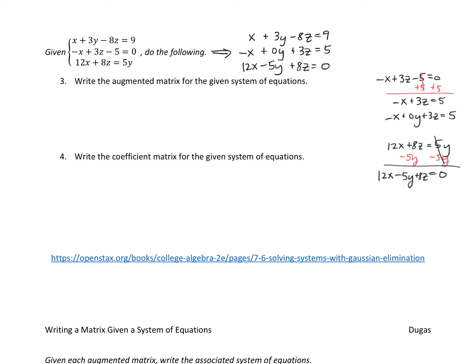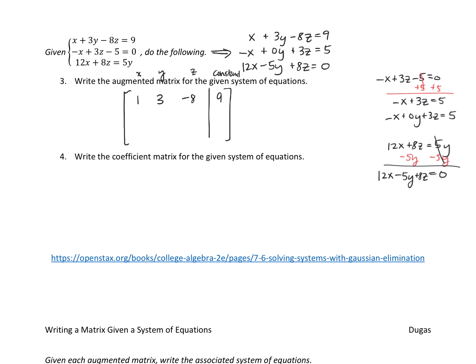So I'm ready to write the augmented matrix. Since I have three equations, I will have 3 rows. And since I have 3 variables and a constant, that's going to give me 4 columns. So for the first row, 1, 3, negative 8, 9 are the numbers that I will use. The 1 is the coefficient of the x, the 3 is the coefficient of the y, the negative 8 is the coefficient of the z, and the 9 is the constant.